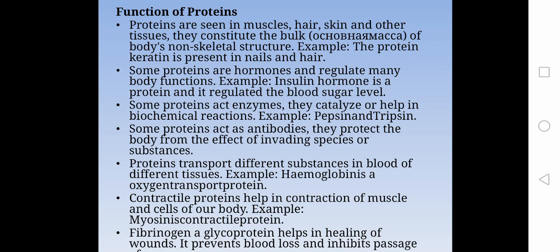Some proteins act as antibodies. They protect the body from the effect of invading species and substances. Proteins transport different substances in blood to different tissues. Example, hemoglobin is an oxygen transport protein. Contractile proteins help in contraction of muscles and cells of our body. Example, myosin is a contractile protein.